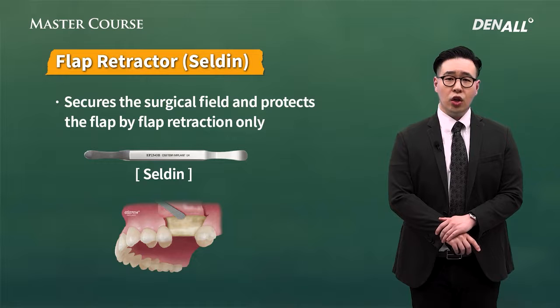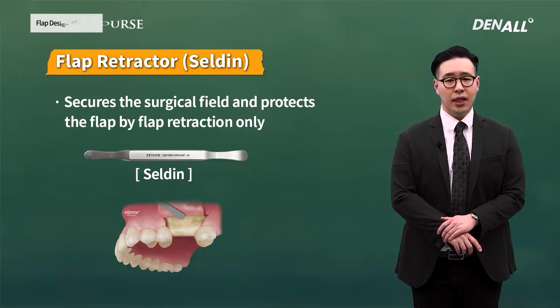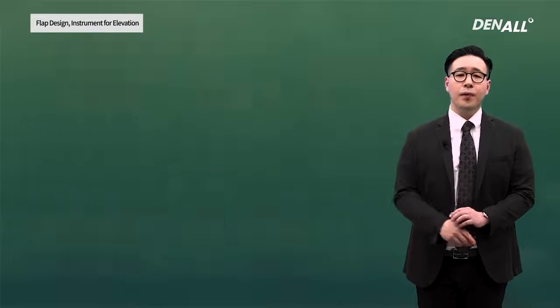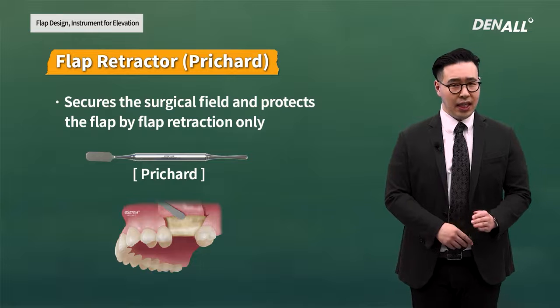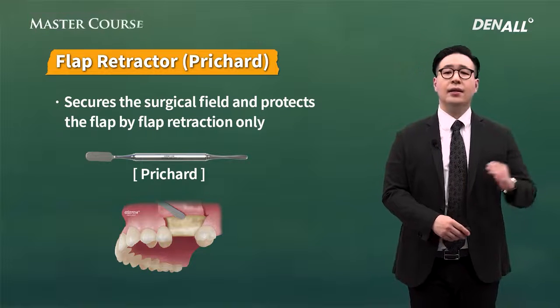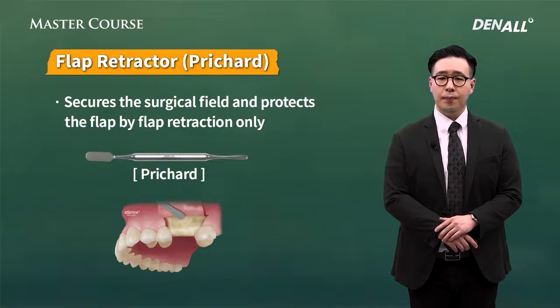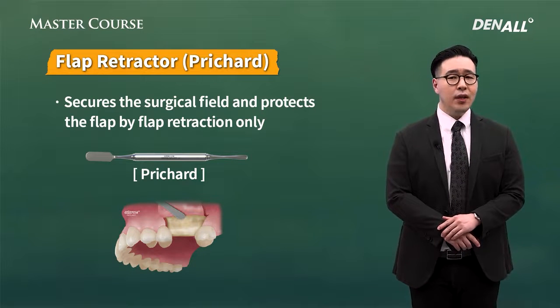When you do flap elevation, the left hand or assistant needs to maintain and guide the flap. For this, you can use Seldin, which is thick and wide and intricate, or you can use a Free Child retractor, which you can use for different flap thickness and size. These tools are used to retract the flap. You can choose depending on your preference.